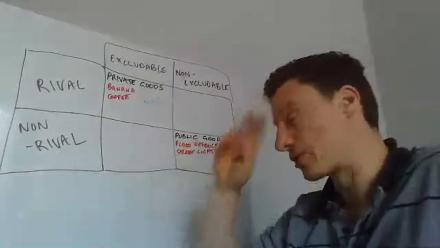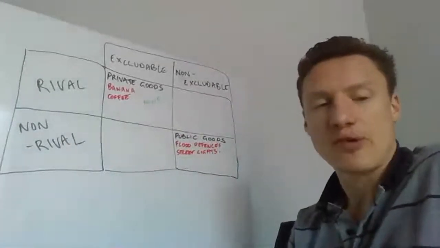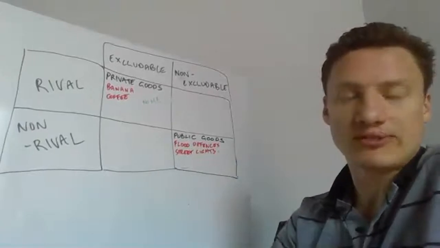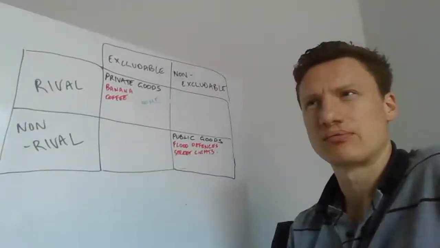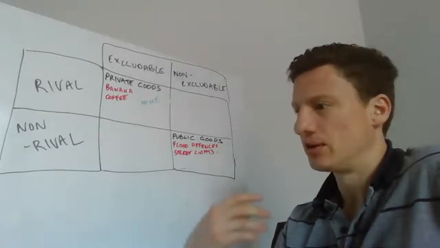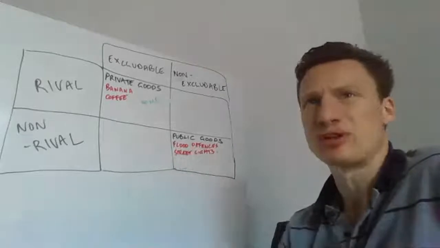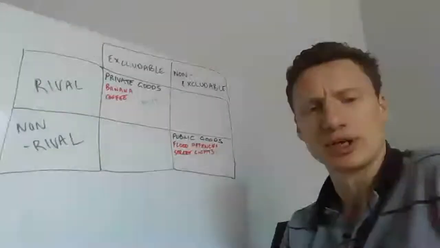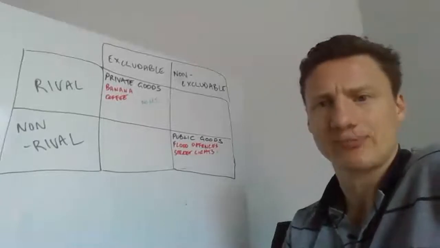Similarly, it's non-rival because, as you can see from that scenario, everybody can benefit from flood defense systems at the same time. It's not like one person's benefit reduces the utility gained by other people. And similarly, lots of people can consume the benefit from the streetlights at the same time. Lots of us can benefit from having a national defense system at the same time.